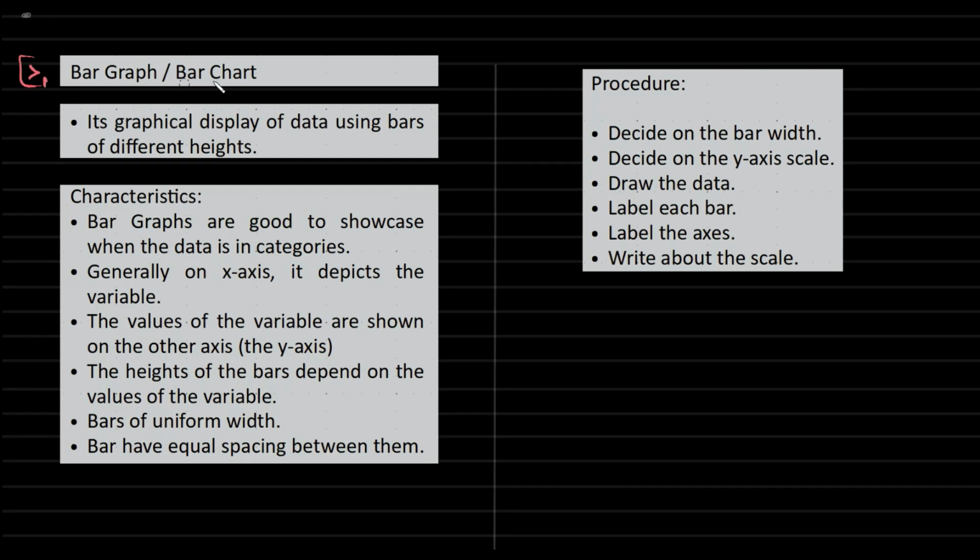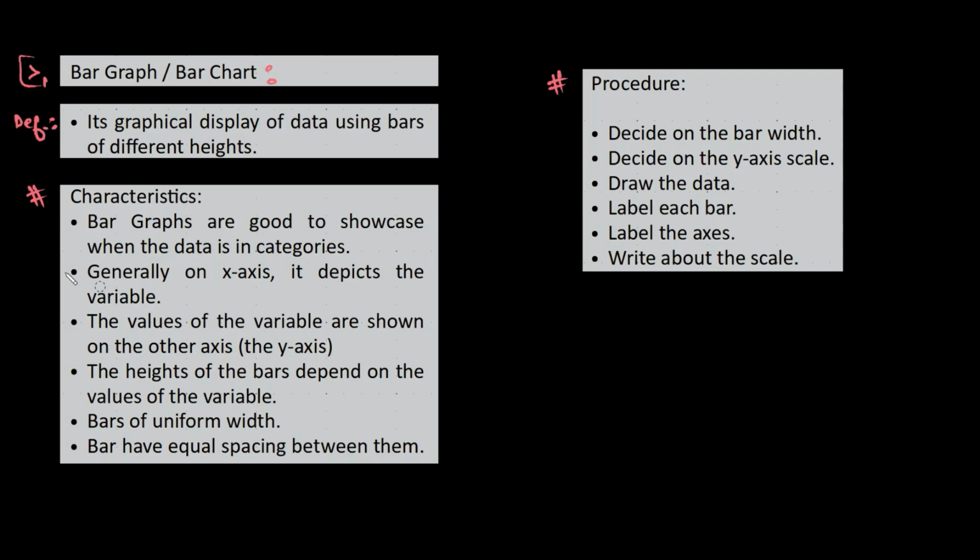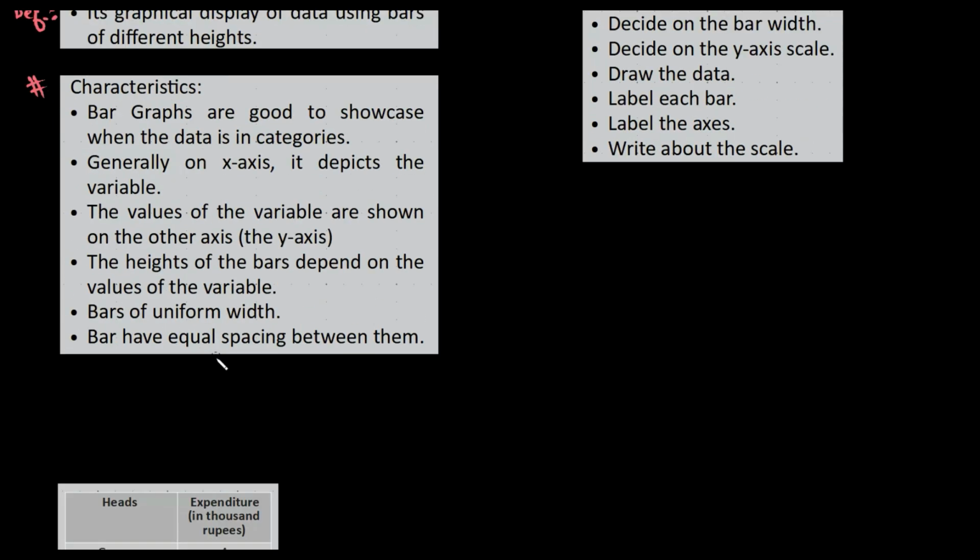Let's look into bar graph, also known as bar chart. So as a definition we have this, and as list of characteristics we have this, and as a procedure we have this. I would be talking about the bar graph or bar chart with an example rather than talking about it as a list of words, sentences. It's better that we understand with an example.